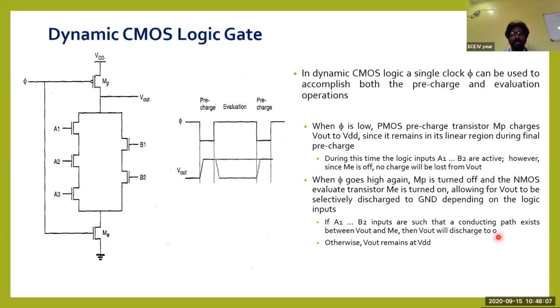Otherwise, the Vout remains at VDD. Let me assume that A2, A3 and B2 are turned on, but A1 and B1 are not turned on. Then what happens? There is no other way for the output to discharge to ground. So the output will be VDD only. Why? Because there is no channel created for A1 and B1. The output cannot discharge to the ground. So that's the meaning of, otherwise the Vout will remain at VDD.